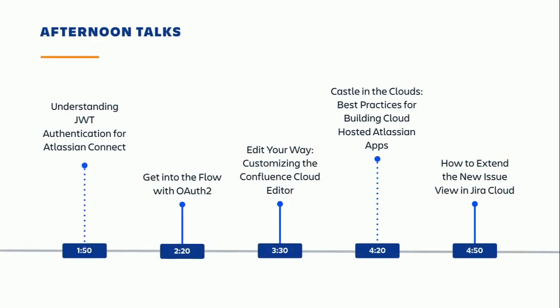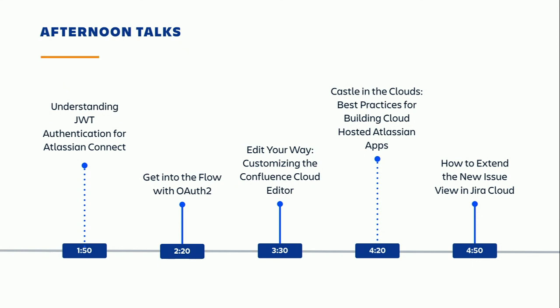Next, I want to walk you through the rest of the day. We've designed this track today to sort of flow from this point on. So understanding JWT authentication for Atlassian Connect will be coming up at 1:50, and it will deeper dive into hopefully you understanding what JWT tokens are, why we use them, how we encrypt them, and how to make sure that a man-in-the-middle attack doesn't happen, and how you can make secure requests, as well as verifying those requests from the Atlassian product. Next, at 2:20, we'll go into how to build an app using an app integration using the new OAuth 2 that we talked about at the keynote.